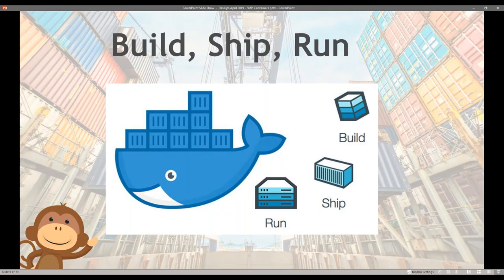So using the Docker platform, before we start running a container, we must first build our container image. After we've got our image, we can then ship it up to our container repository. This makes it available across all our different Docker hosts and machines that might want to run that image. And once we've got an image, we can then run it. So in Docker, this is referred to as build, ship, and run.